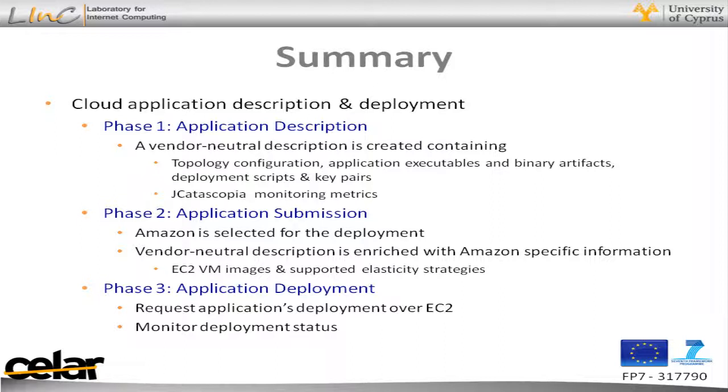In the next phase, the application submission phase, the user selects Amazon as the cloud vendor for deploying the application, and he enriches the vendor-neutral description with Amazon-specific information, such as virtual machine images and elasticity strategies. Finally, the application's description is sent for deployment to the orchestrator hosted on Amazon EC2, and the deployment status is presented in c-Eclipse.